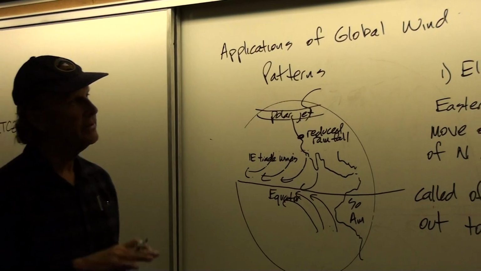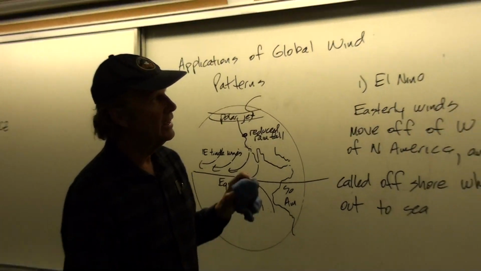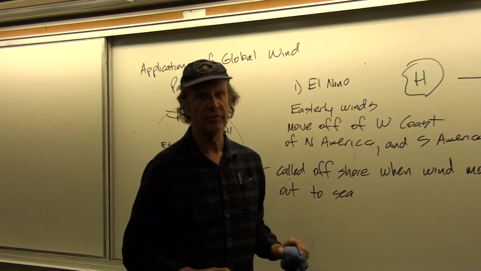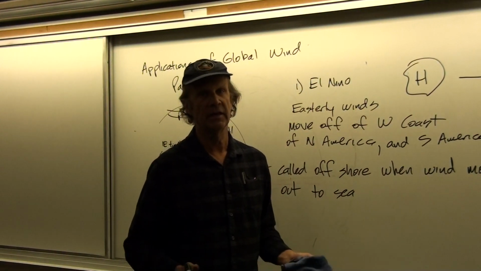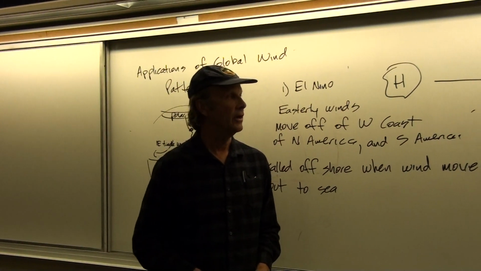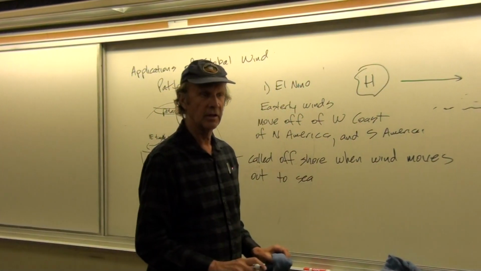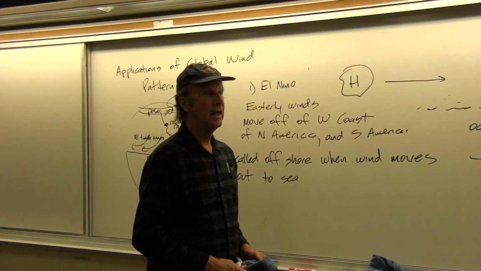And so oftentimes we'll get a flip-flop over a period of a couple of years where it goes back and forth between El Niño and La Niña. Where we get either alternatingly larger amounts of rainfall or lower rainfall.